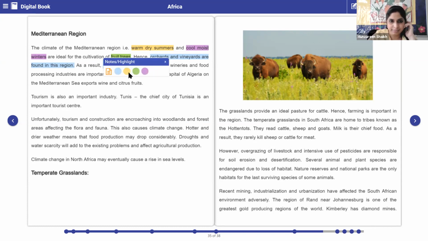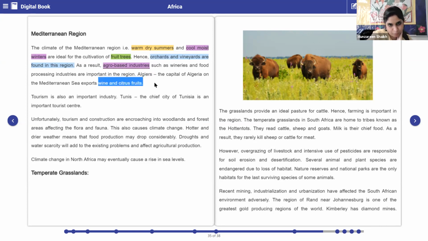Okay. Next, the capital of Algeria on the Mediterranean Sea exports wine and citrus fruits. Please underline that. Okay, so that's the reason. It is quite obvious since they have lots of vineyards, they are definitely going to export whatever is growing in that region. Tourism is also an important industry. Please underline. In the Mediterranean region, you have lots of tourists visiting. Tunis, the chief city of Tunisia, is an important tourist center.